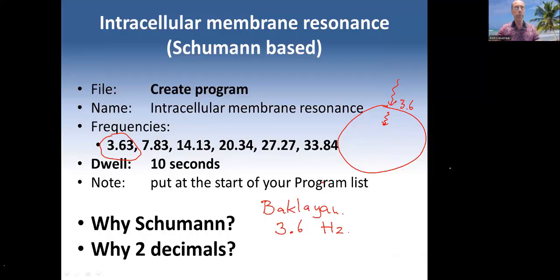Okay, so I said here 7.83. That's also a Shumann frequency. That's very important. But there are multiple Shumann frequencies. I found 14.13, 20.34, 27.27, 33.84. So I made a program out of it.